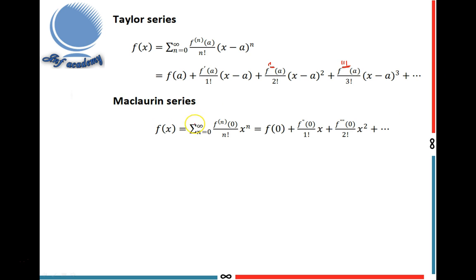Next, Maclaurin series. f of x equal to sigma n equal to 0 to infinity of f nth derivative of 0 by n factorial x power n. This is equal to f of 0 plus f dash of 0 by 1 factorial into x plus f double dash of 0 divided by 2 factorial into x square, plus f triple dash of 0 divided by 3 factorial into x cube, plus etcetera. This is the Maclaurin series.